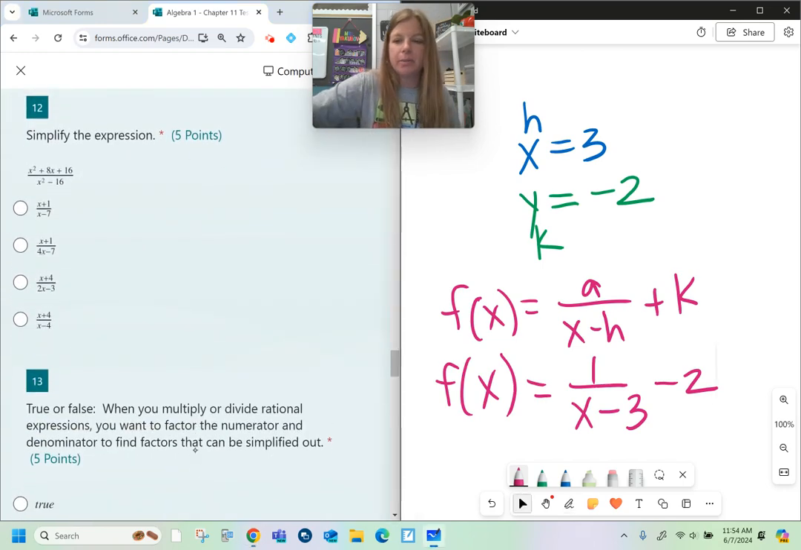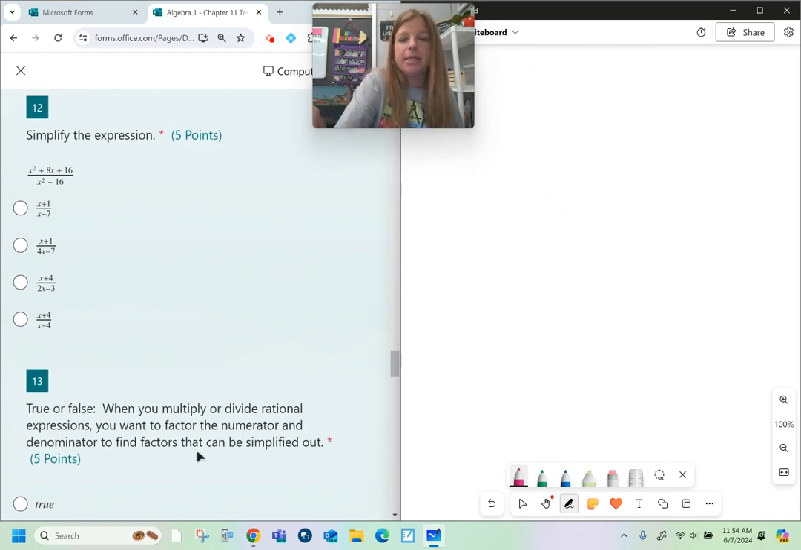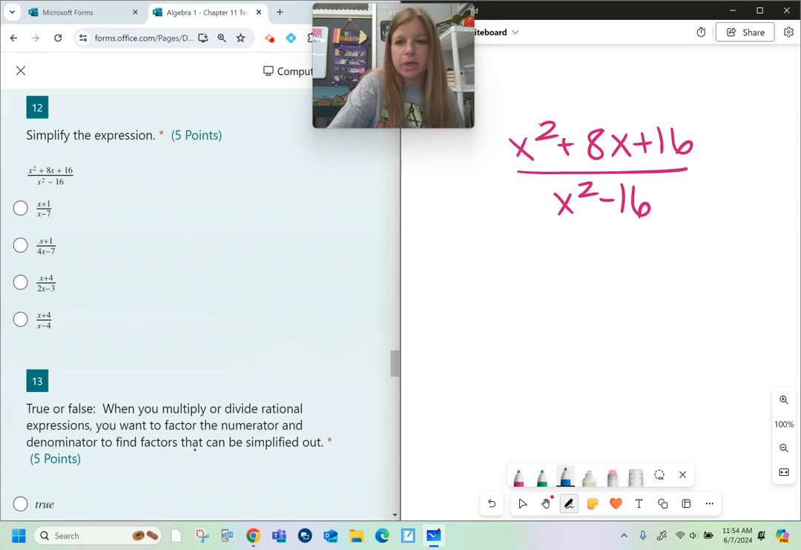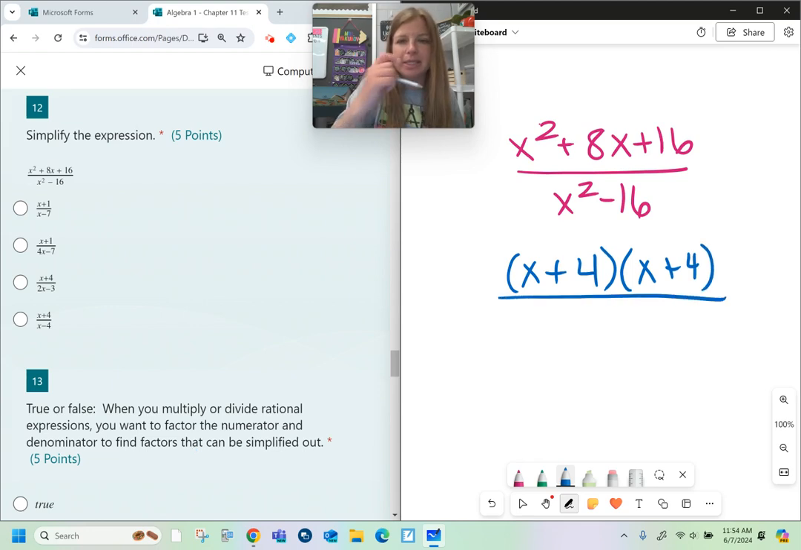All right, starting at number 12, we are simplifying. So simplifying requires factoring. And simplifying then requires you to not only factor, but for you to simplify out what they have in common. So we have to know, when I look at this first trinomial, x squared plus 8x plus 16, what two numbers multiply to get 16 that add up to get 8? It's 4 and 4. So that would be x plus 4, x plus 4. And then when I look at my denominator, x squared minus 16, a perfect square minus a perfect square, that factors as x plus 4, x minus 4.